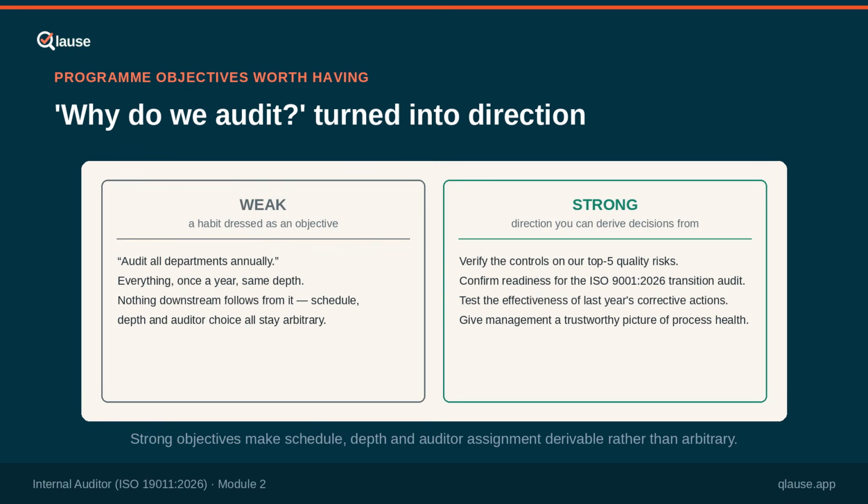Program objectives translate the question, why do we audit, into direction. Here is a weak one. Audit all departments annually. That is not an objective. It is a habit written in the objective box. Nothing follows from it. It cannot tell you which process deserves 2 days and which deserves 2 hours, or which auditor to send.